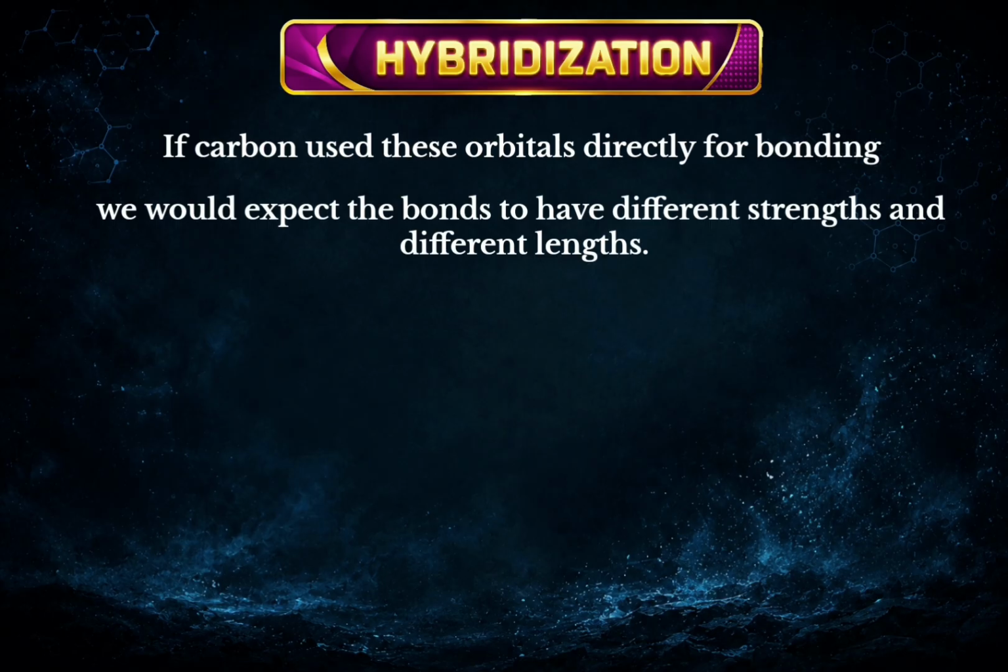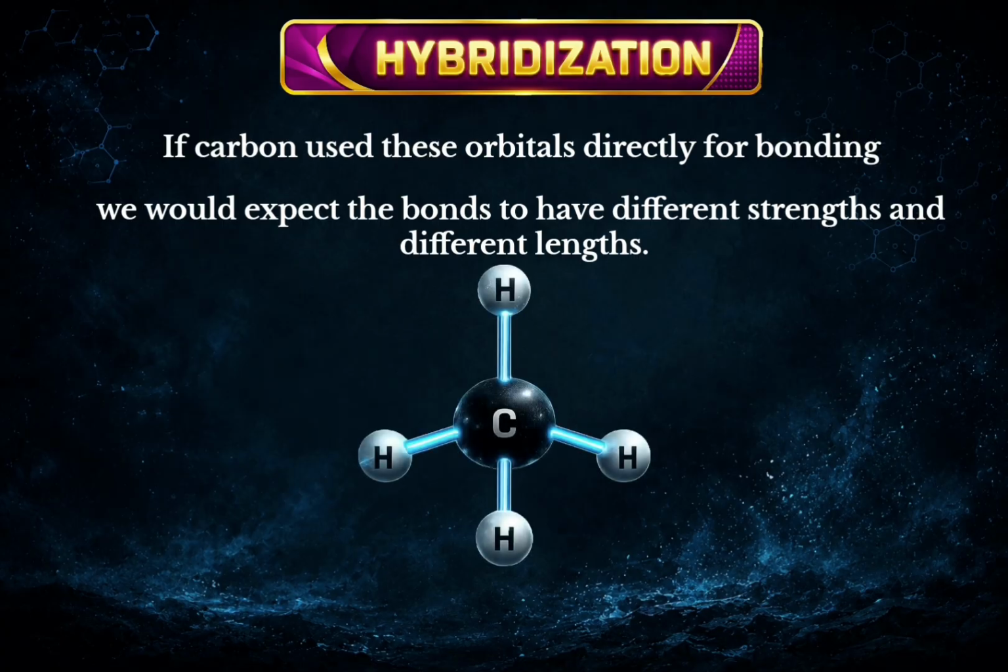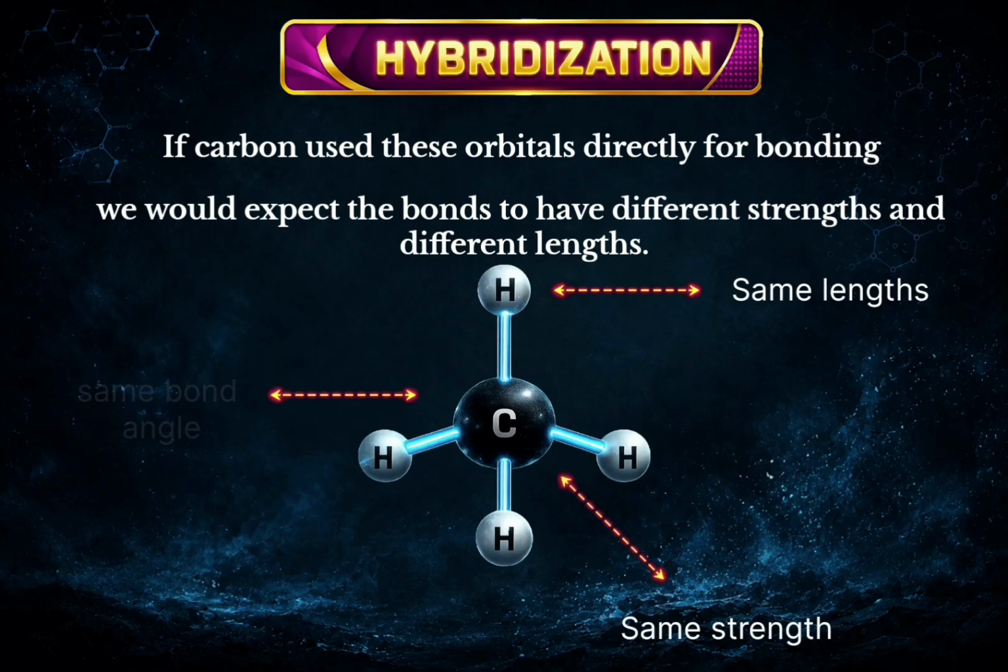But that's not what scientists observe. In molecules like methane, every carbon-hydrogen bond has the same length, the same strength, and the same bond angle. So how is that possible?